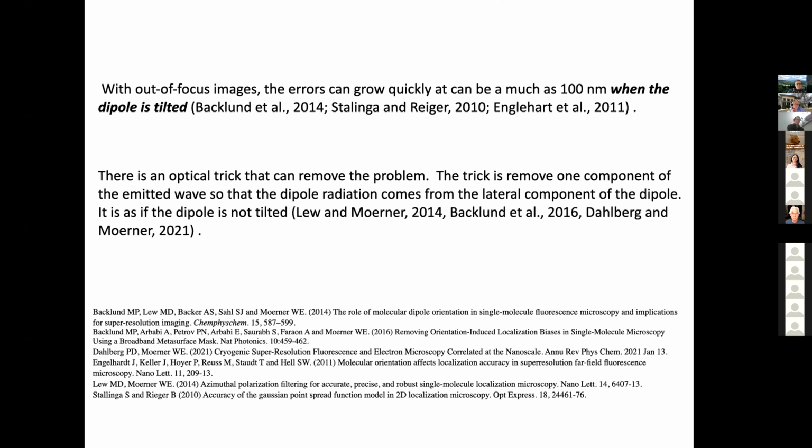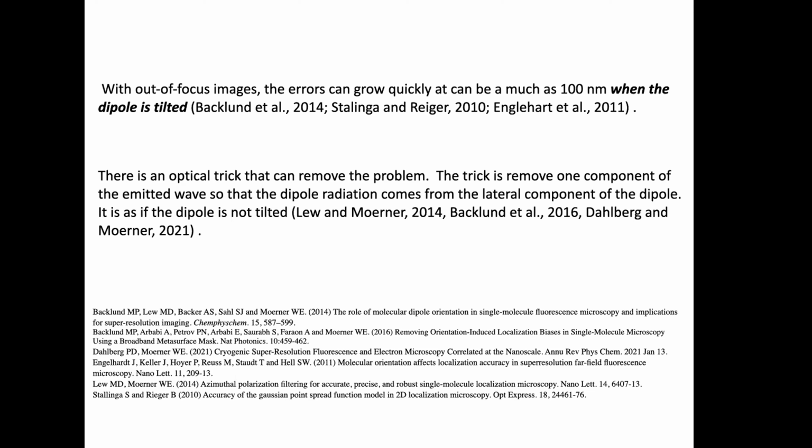Now, there is an optical trick to remove the problem, and the trick is to fiddle with the emergent light from the fluorophore so that the dipole radiation comes from the lateral component of the dipole. That is a component that's at 90 degrees perpendicular to your beam. And then you get a point spread function that looks as if the dipole was not tilted. So that's one possible trick, but it involves modifications to the light path.